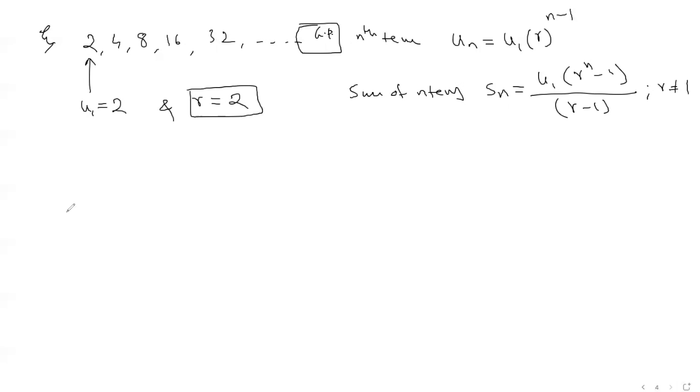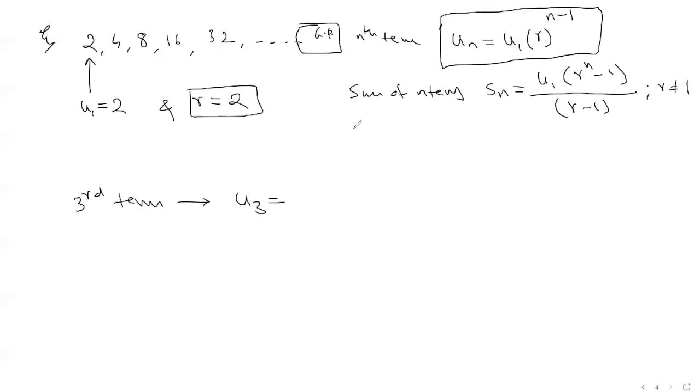Now let's just see how we find the third term. So if you want to find the third term, then you can write u3. You will use this formula. Okay. u1, the first term, is again 2, and then you have r is 2, and for the third term, n is 3. 3 minus 1 is going to give me 2. So it is 2 times 4, and that is 8. Is it working? Absolutely. See, the third term is 8.